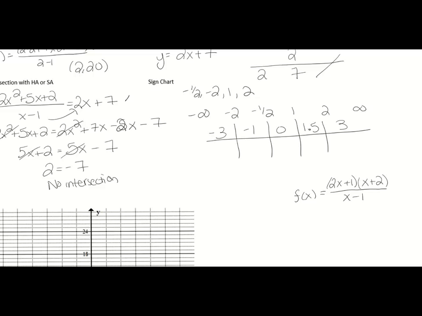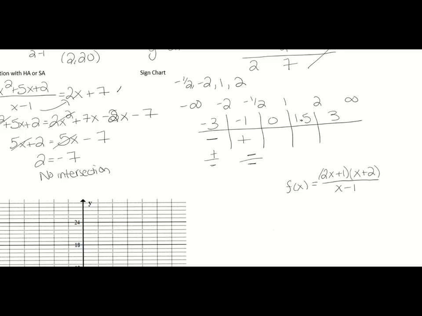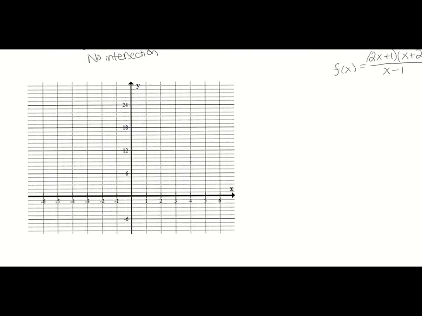0 we already did. That was the y-intercept, which was a -2. So that was negative. 1.5, so 2 times 1.5 is 3. So it will be a positive times a positive. So positive at the top. 1.5 minus 1 is a positive. And when I plug in 3, I will get a positive times a positive divided by a positive. Everything is positive, so that's a positive. All right, now you get to put everything together. It's like a puzzle. Put all your pieces together.